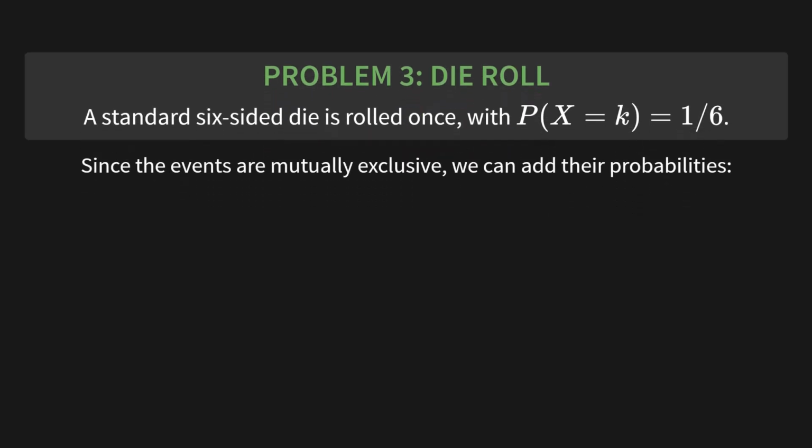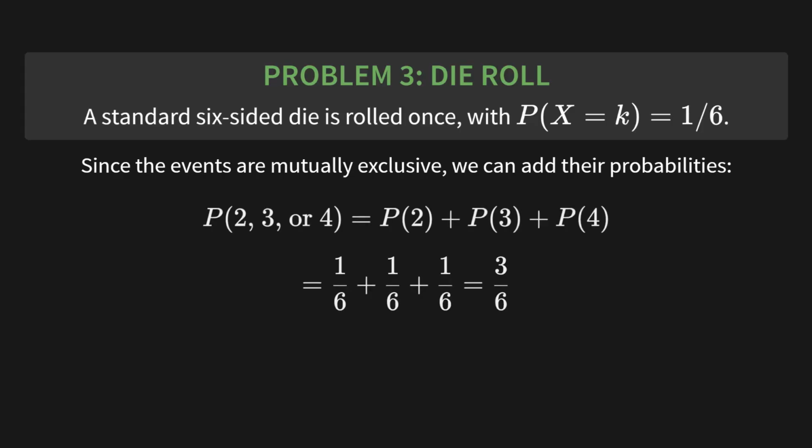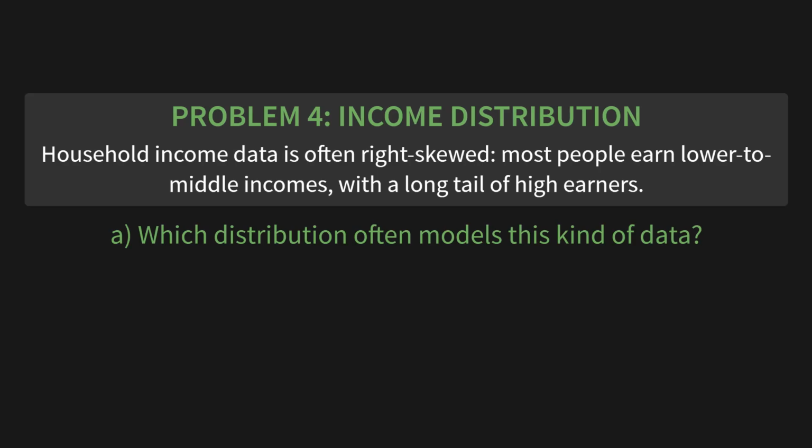Well, since these events are mutually exclusive, you can't roll a 2 and a 3 at the same time. We can just add their probabilities together. So we take the probability of rolling a 2, which is 1/6, plus the probability of a 3, another 1/6, plus the probability of a 4, which is, you guessed it, 1/6. That gives us 3 divided by 6, which simplifies to 1/2, or 50%. Easy peasy. Now for a more complex one.